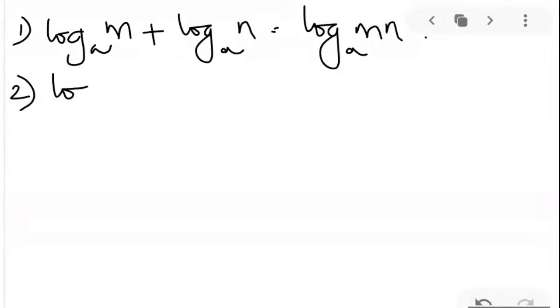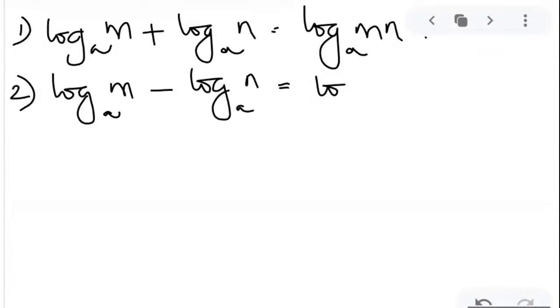Second one is log m to the base a minus log n to the base a is equal to log m by n to the base a. All right, in exponents, when you are doing division with the same base, you are doing subtraction in the exponents. Here it is the reverse. If there is a negative between logarithms, you have division inside the logarithm.